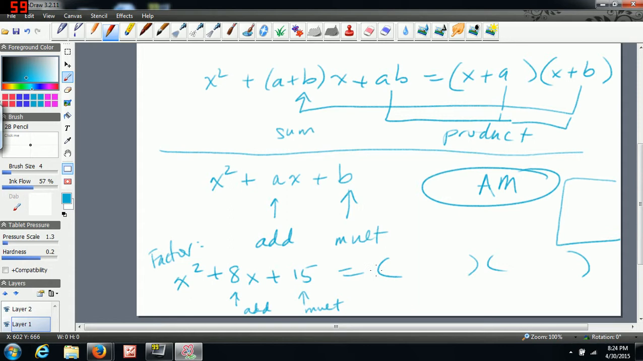So what you're going to do is think of two numbers that add to 8 and multiply to 15. Right off the bat, 3 and 5 add to 8 and multiply to 15. So I just write this as x plus 3 and x plus 5. Okay, and that's how you would factor a trinomial like that.